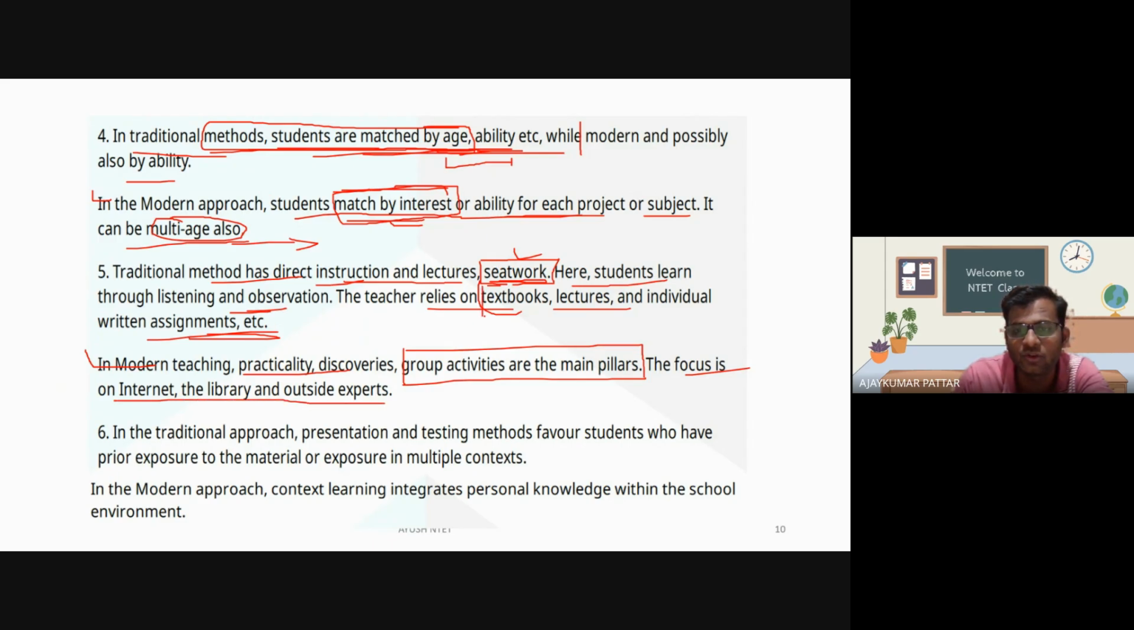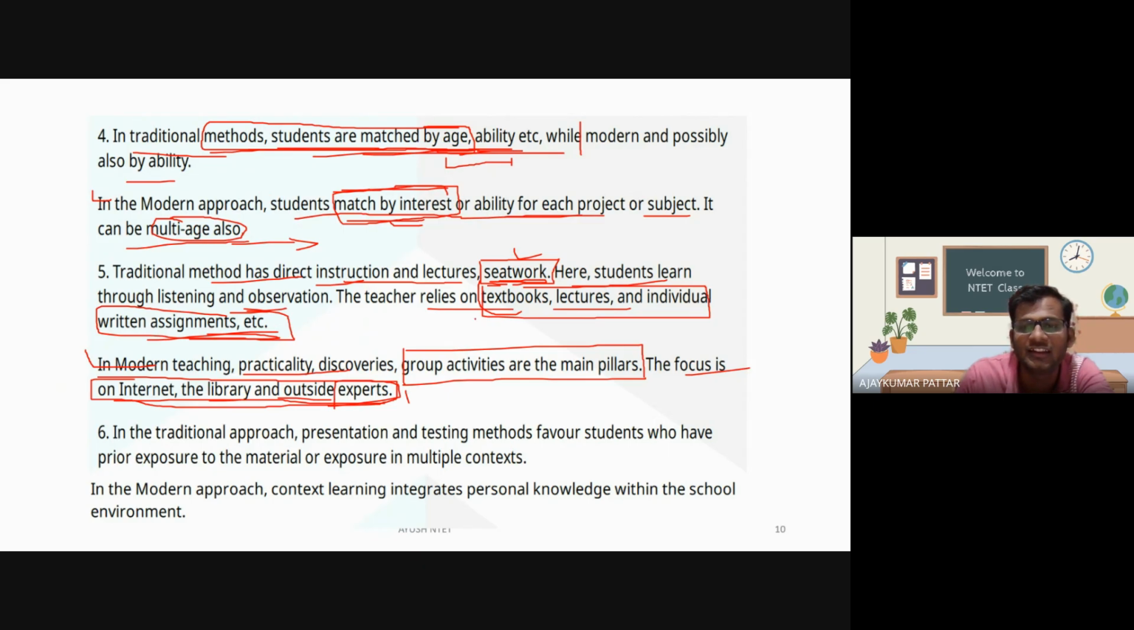Here textbooks, lectures and individual written assignments are the focus in the traditional method. But the modern method focuses on the internet, library, digital library, e-books, and outside experts also. If you go on the internet, you can access a number of materials, textbooks, digital libraries, or outside experts. If you want any person to help in the teaching-learning methods, then you call the experts. That is the concept in the modern method.